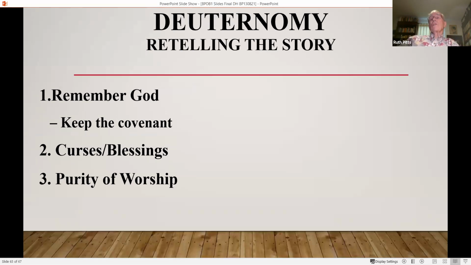So Deuteronomy, this is the fifth book in the Torah. Remember God, and then the Shema. Hear, O Israel, the Lord our God is one God. Keep this covenant. Curses and blessings are laid out clearly, and there's the importance of the purity of worship in Jerusalem and keeping the faith there, because people had started using Canaanite shrines all across the land. All right.